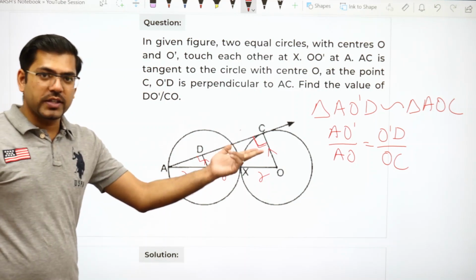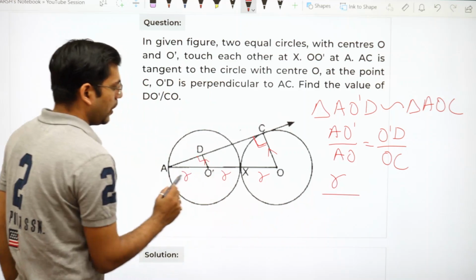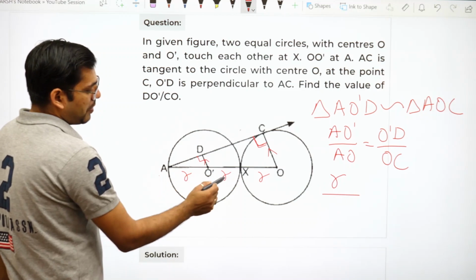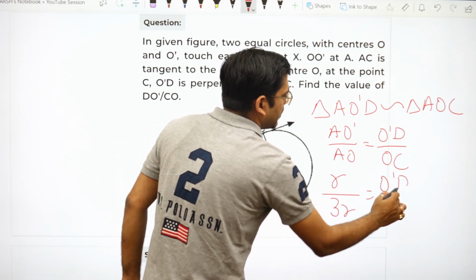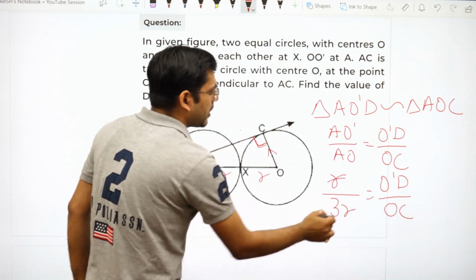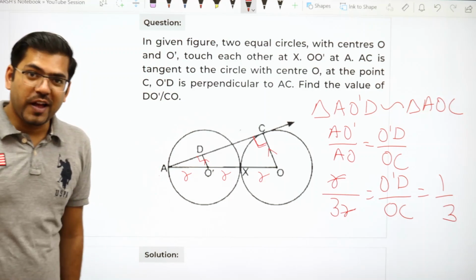Now, once you have got this, you have got the value. AO dash is nothing but R divided by AO, 1R, 2R and 3R. So it is 3R. That is O dash D upon OC. This we have to get, and here we have got the value, that is 1 upon 3. I guess you would have understood this.